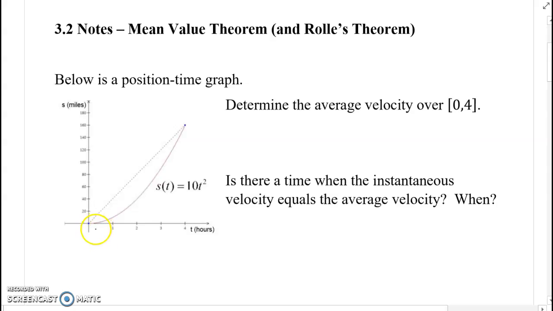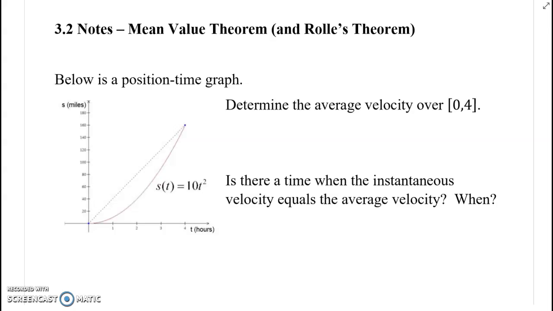And we can kind of see that because the slope, which would represent the velocity of the position function, is 0, and then it gets steeper and steeper and steeper. The steeper the slope gets, the faster the velocity is, the faster the particle is moving. So first question we're going to ask is, what is the particle's average velocity over 0 to 4?